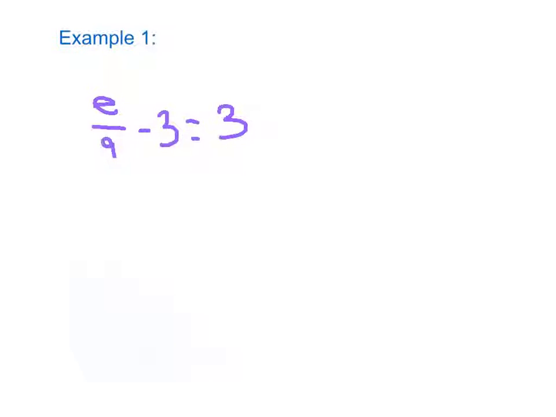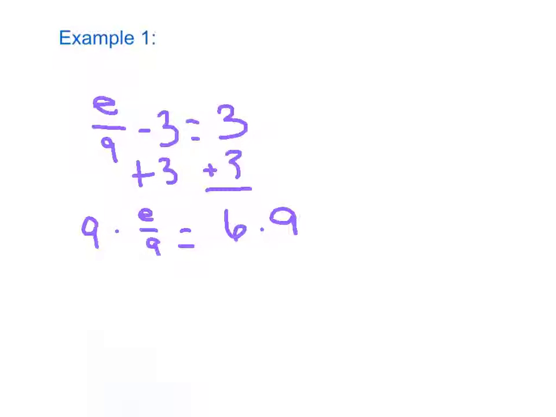Let's try an example of two-step equations. The problem is e over 9 minus 3 equals 3. First, you would add 3 to negative 3, canceling it out, while also adding 3 to the 3 on the other side of the equal sign. You will have e over 9 equals 6. Cancel out the 9 by multiplying e over 9 and 6 by 9. Your answer will be e equals 54. Remember to check your work.